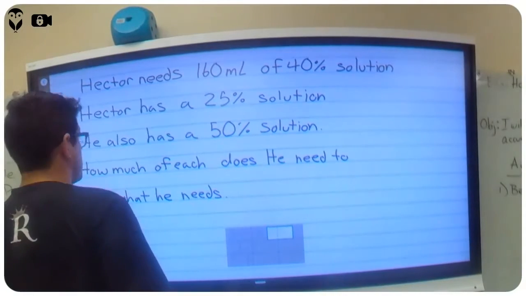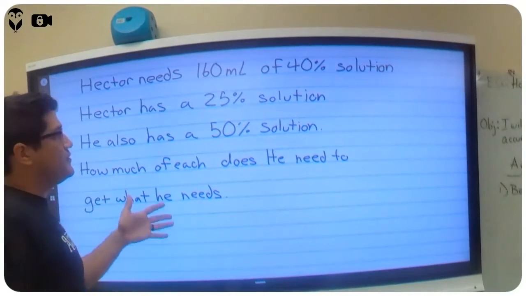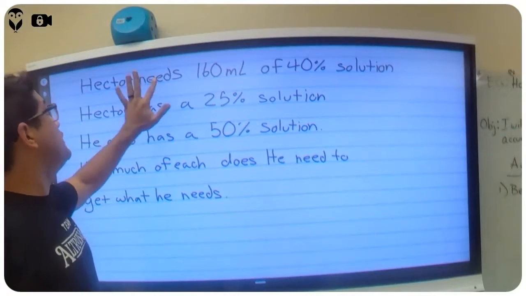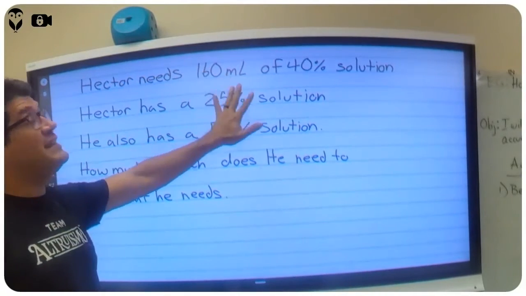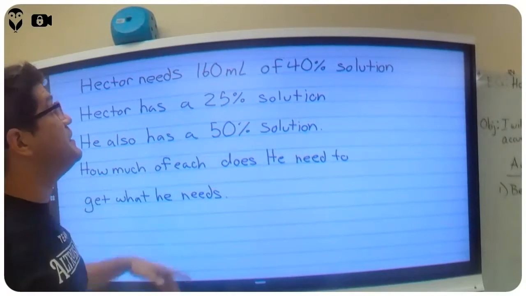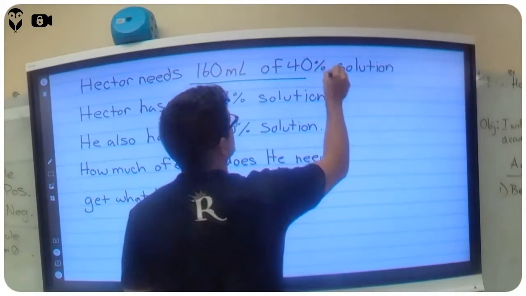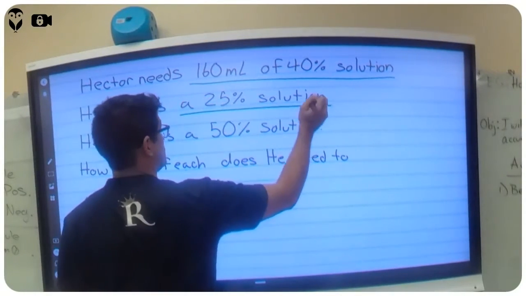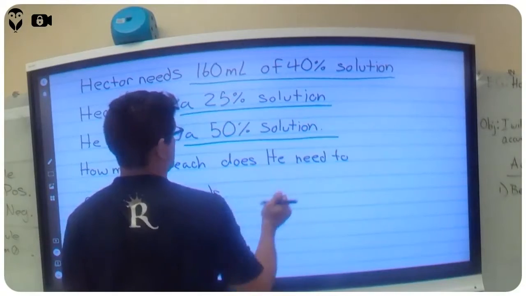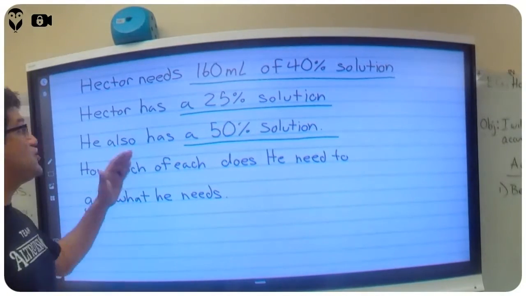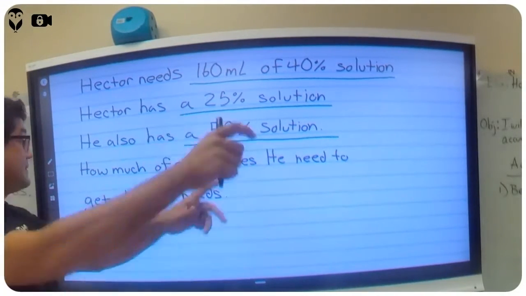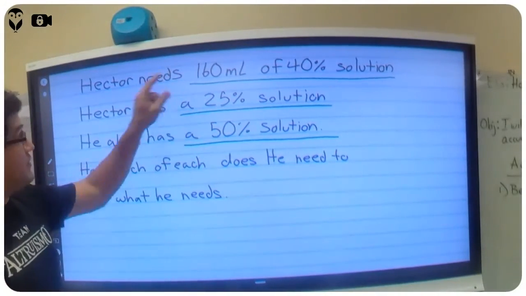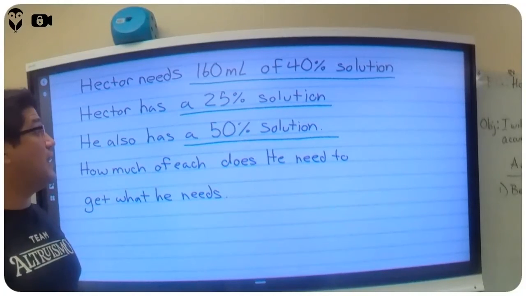All right, next. Okay, this is a mixture problem, but a different type. We've done mixture problems before. So here, they give you the final result. Hector needs 160 milliliters of 40% solution. What he has is a 25% solution and a 50% solution. How much of each does he need to mix to get what he needs? So that's what we're going to figure out.